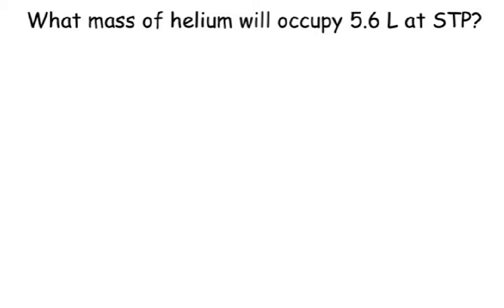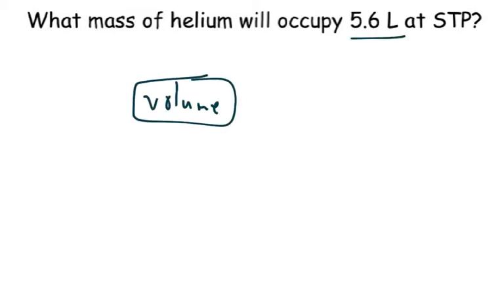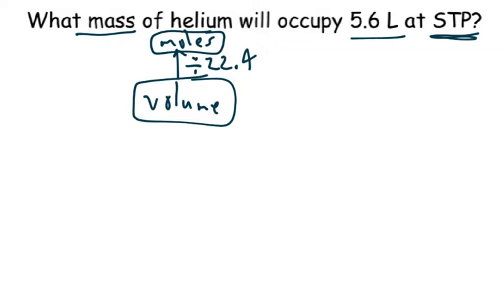Now look at this one. This one is similar to the previous one. However, we're starting off with volume. You can tell because it's in liters. And we want to go to mass. So we first have to go to moles. The first thing we have to do is divide by 22.4 because it does say it's at STP. Then to go from moles to mass, which is grams, we need to find the molar mass of helium, and then multiply by the molar mass of helium.